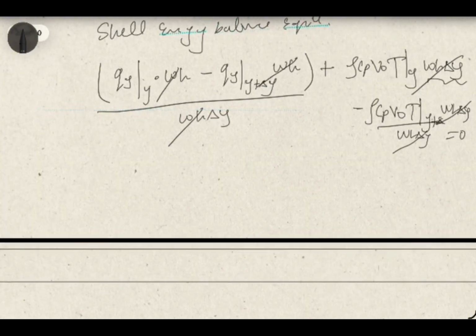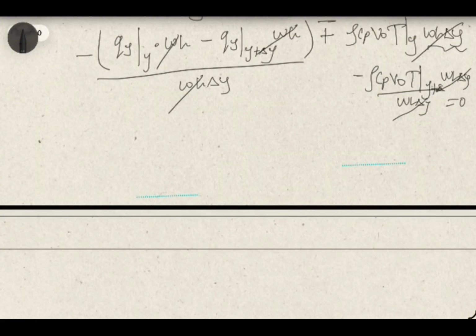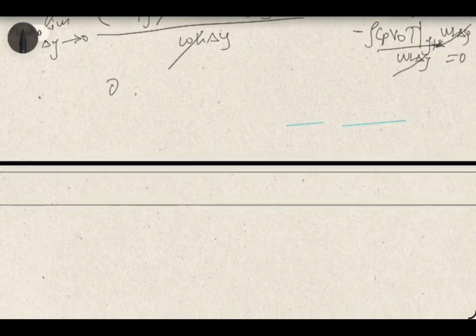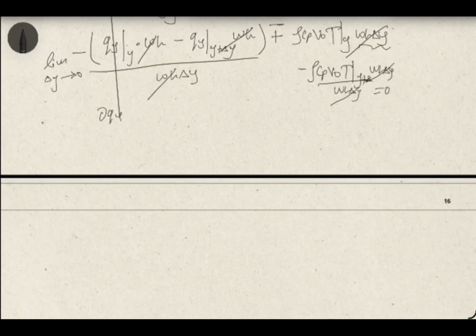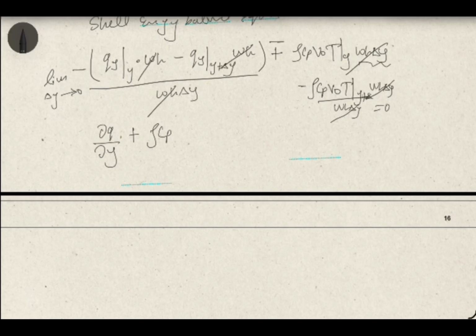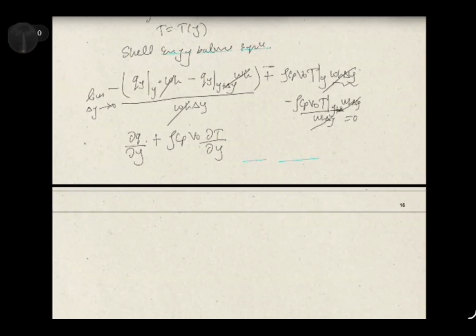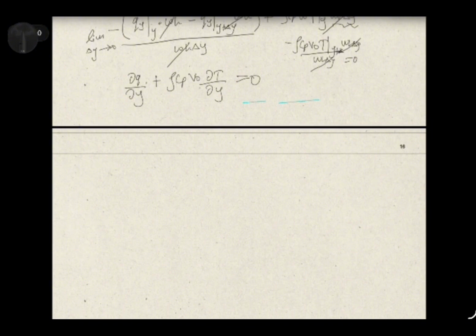So we will have, and we are multiplying it with minus 1 also. So we will have rho, and we will take the limit del Y tends to 0. We are making the thickness approach 0. So we have del Qy upon del y plus rho Cp V naught into dou T upon dou y equals to 0. So this is our differential equation that we got.